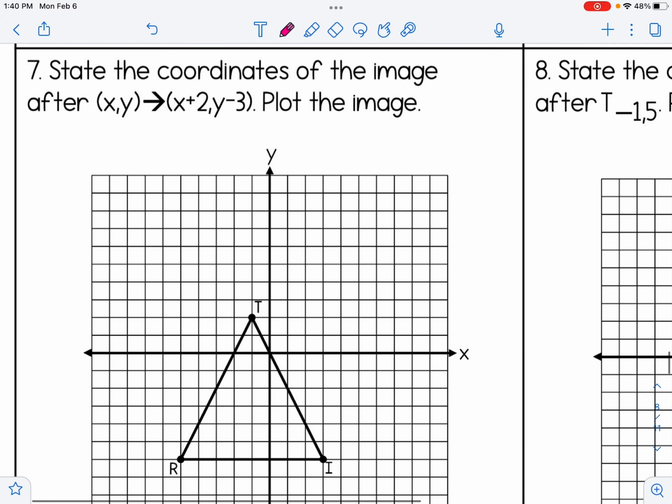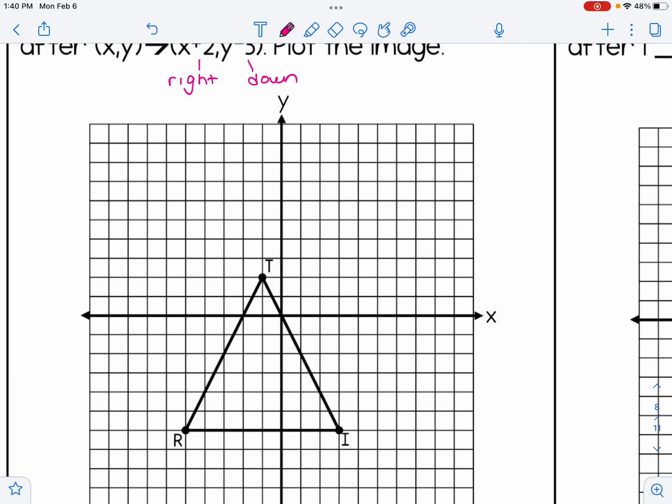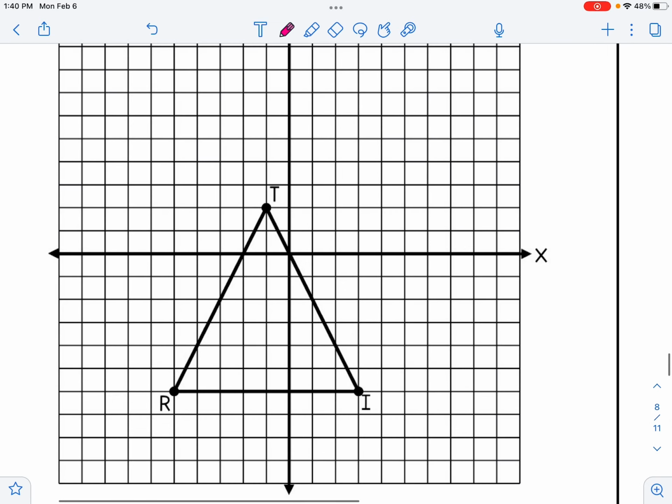All right, for number 7, state the coordinates of the image after (x, y) becomes (x plus 2, y minus 3), and plot the image. Knowing what we talked about earlier in the video, I know that I'm basically moving this triangle right and down. So I'm going to take each point and count 2 boxes to the right and 3 down. Let's start with T. 2 to the right, 3 down, and I'm going to plot a point there, and that's T prime. Now I'm going to do the same with R: 2 to the right, 3 down, and finally the same thing with I.